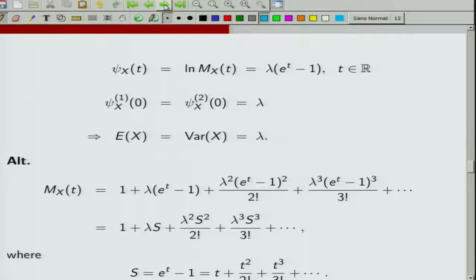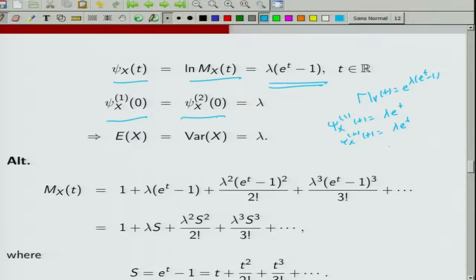I look at psi_X(t), which is log of M_X(t), which turns out to be lambda (e to power t minus 1), because M_X(t) is nothing but e to power lambda (e to power t minus 1). So log of M_X(t) is lambda (e to power t minus 1). If I look at psi_X'(t), it turns out to be lambda e to power t. Psi_X''(t) also turns out to be lambda e to power t. So psi_X'(0) is the same as psi_X''(0), which is the same as lambda. So this says that the expected value of X is the same as the variance of X, which is lambda. This is a distribution for which the mean and variance are both the same, and they are equal to lambda.